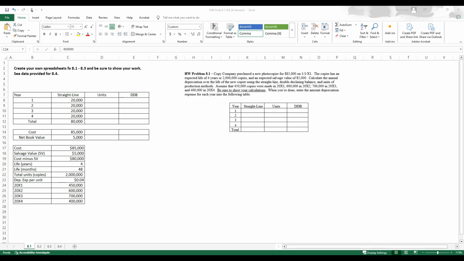Let me make sure I got all this in here correctly. 80,000. Okay, let's see if this works. So for the first year, every one of these years is going to have depreciation expense per unit as a variable. So we're going to click F4 to lock that cell. Then for the first year, we're just going to click into that cell. And we want that to update as we drag down through the years, so no need to change anything there.